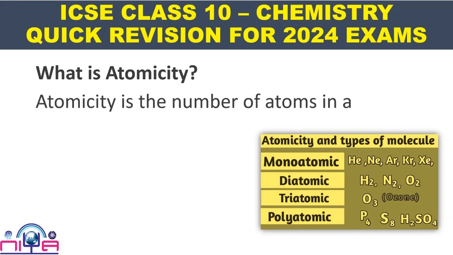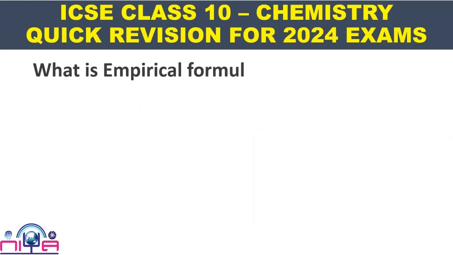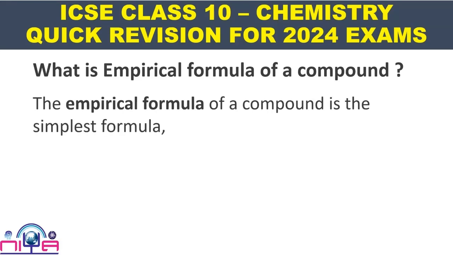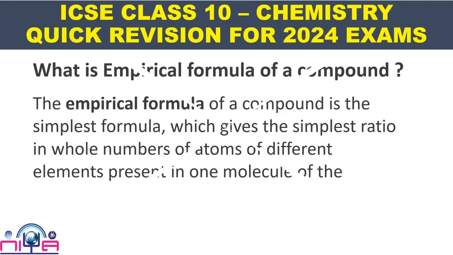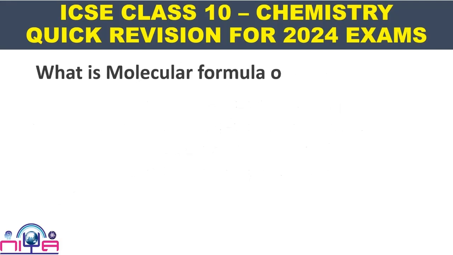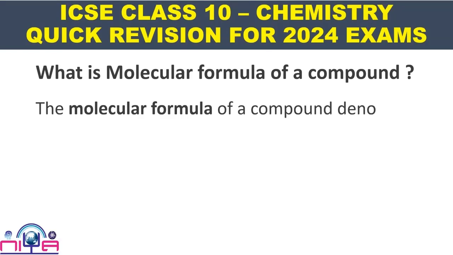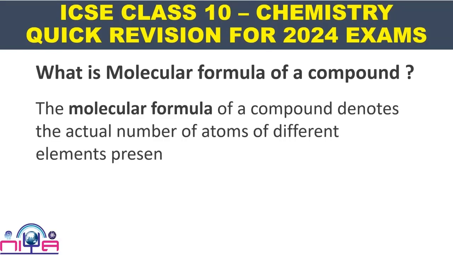What is empirical formula of a compound? The empirical formula of a compound is the simplest formula, which gives the simplest ratio in whole numbers of atoms of different elements present in one molecule of the compound. What is molecular formula of a compound? The molecular formula of a compound denotes the actual number of atoms of different elements present in one molecule of a compound.